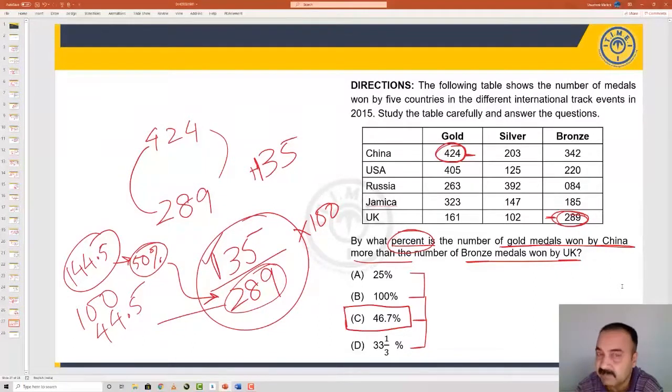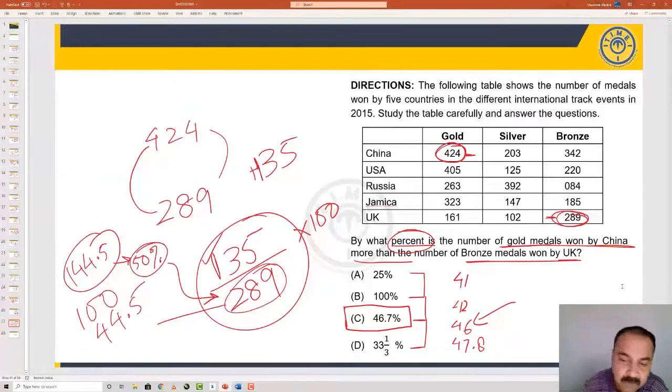Less than 50% but close to it. There is only one option which is less than 50 and close to it, and the correct answer would therefore be C. Remember, we can do this only when the options are far away. For example, if there were options like 41, 42, 46, 47.8, then we will have to go with accurate calculations. But here, the options are reasonably far apart, and therefore we have a clear-cut logical guarantee that we can ignore these other values which are decidedly away from the estimate that we are getting.